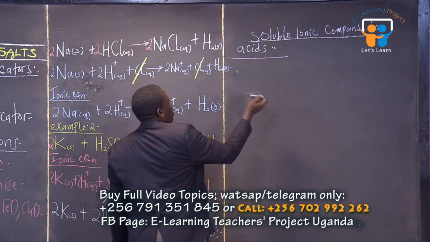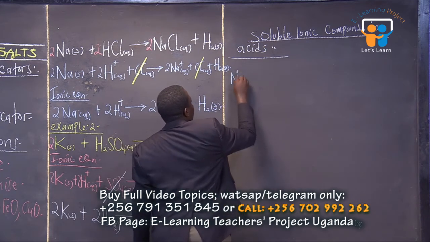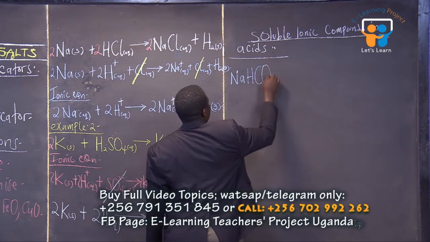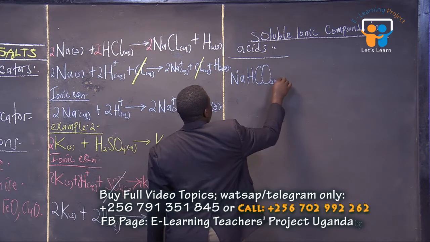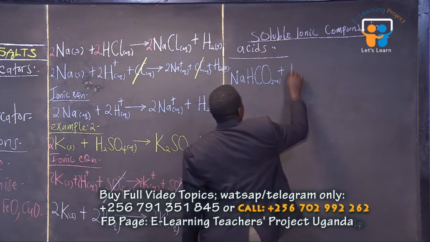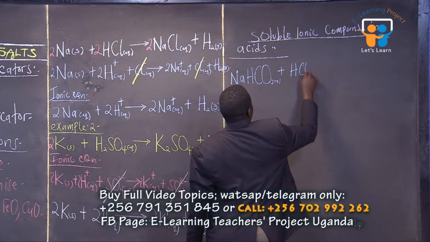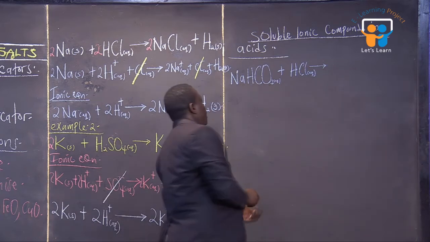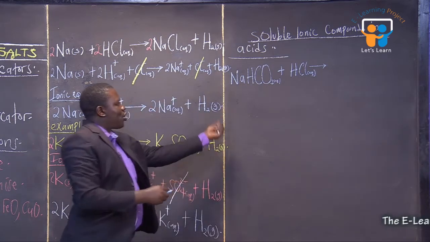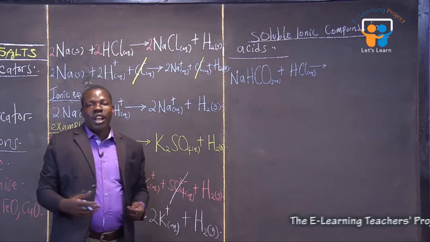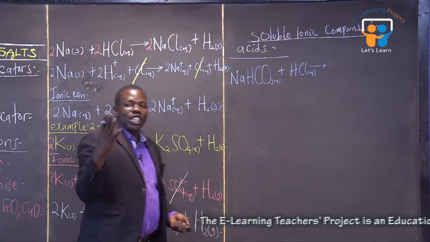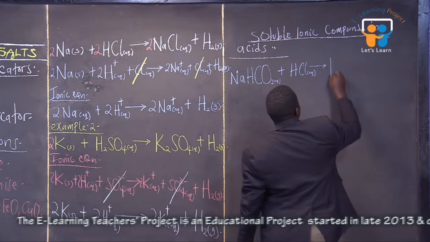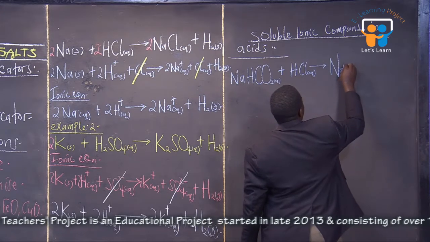So we are going to use a soluble ionic compound like, say for example, sodium hydrogen carbonate, aqueous, reacting with hydrochloric acid, aqueous. So ladies and gentlemen, we know very well from our principles that we shall form a salt, water, and carbon dioxide. But what will be the salt we shall form? Sodium chloride.